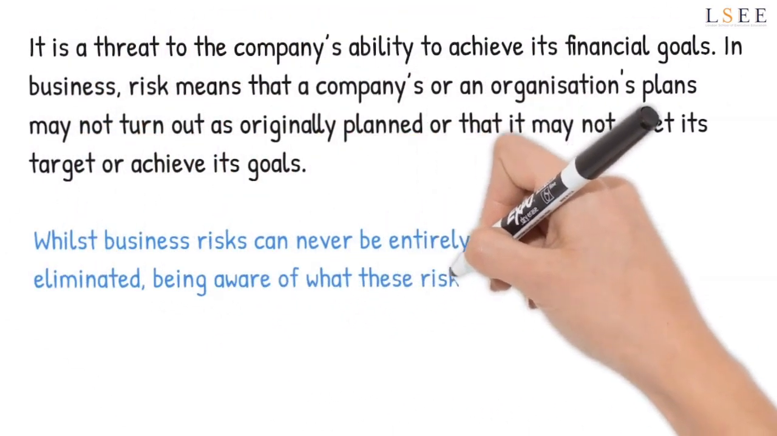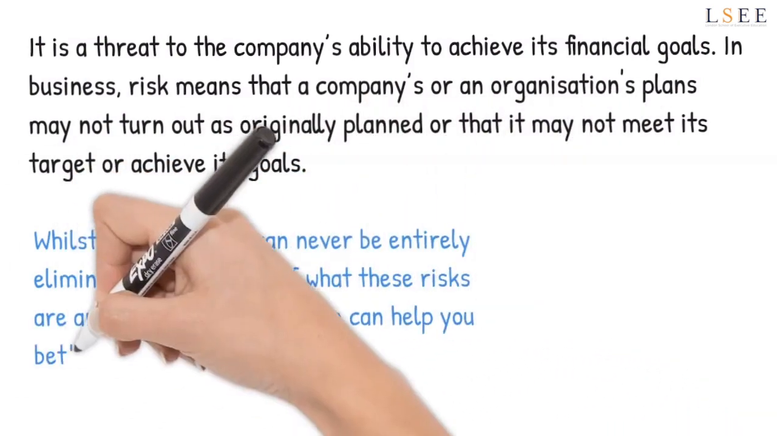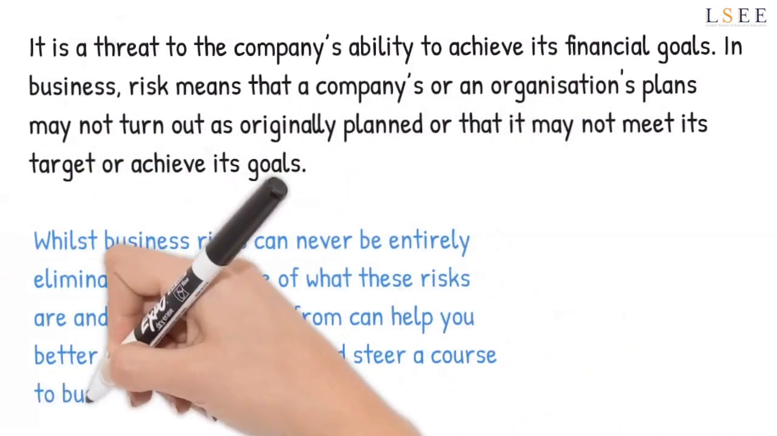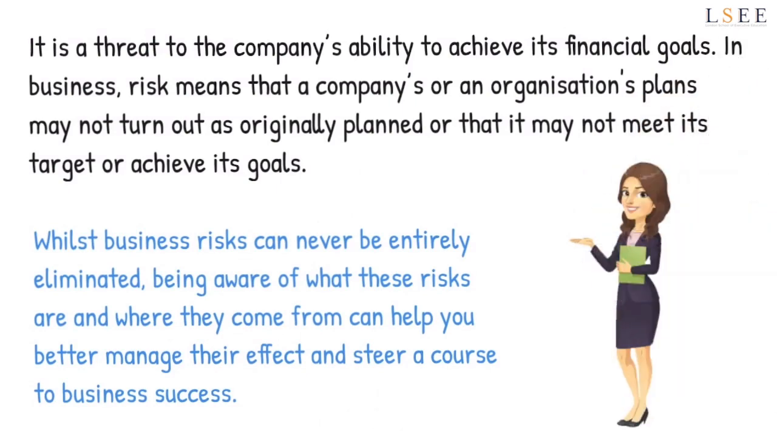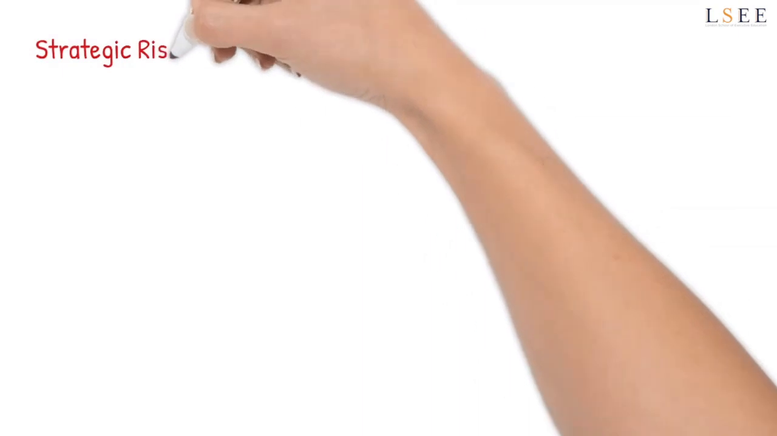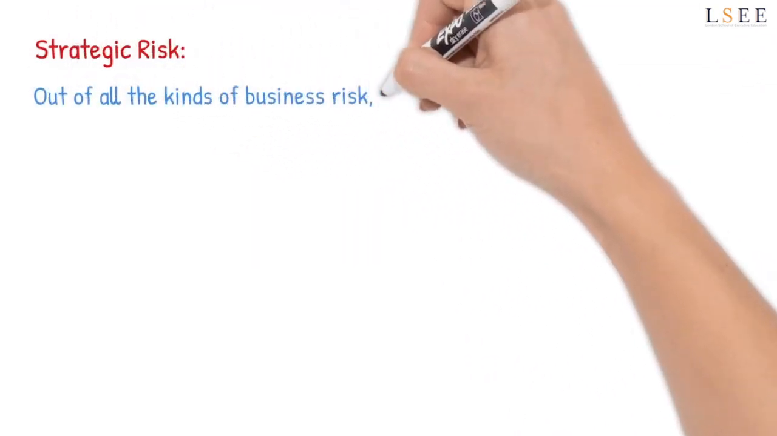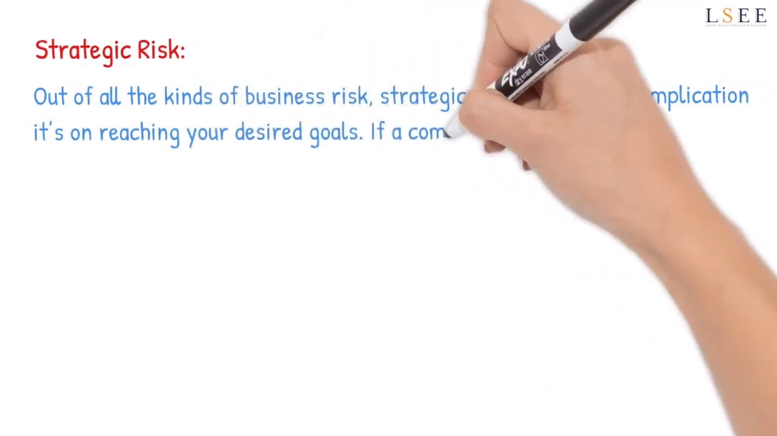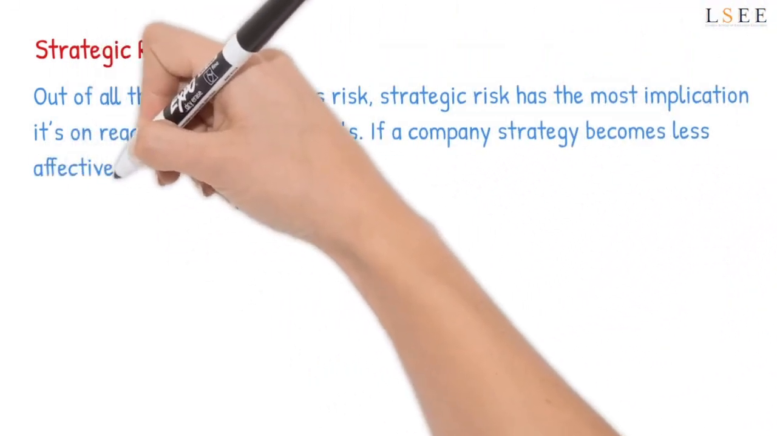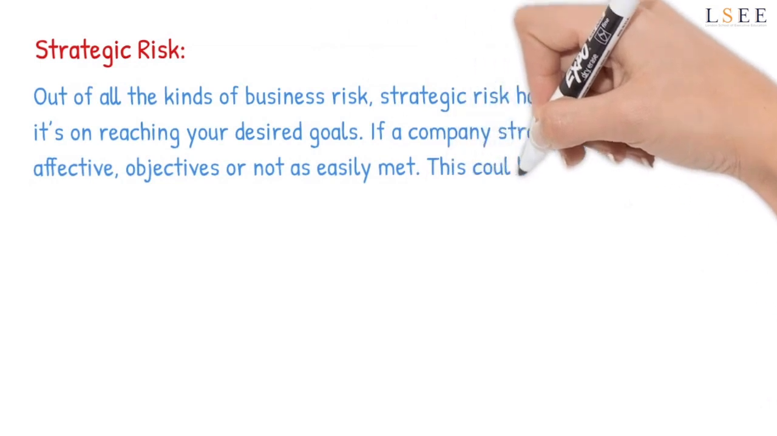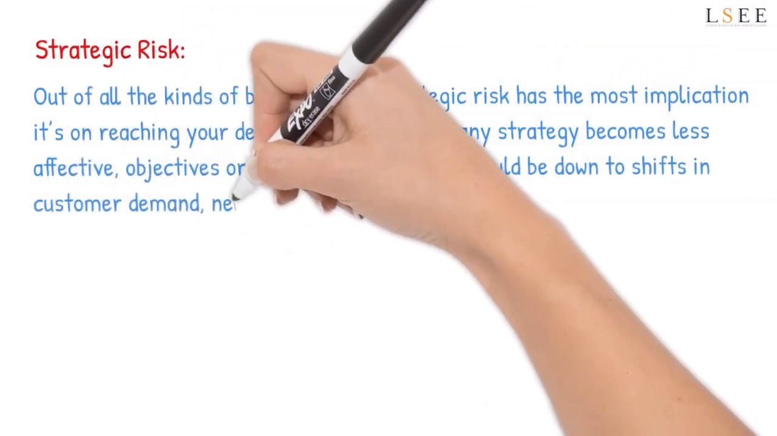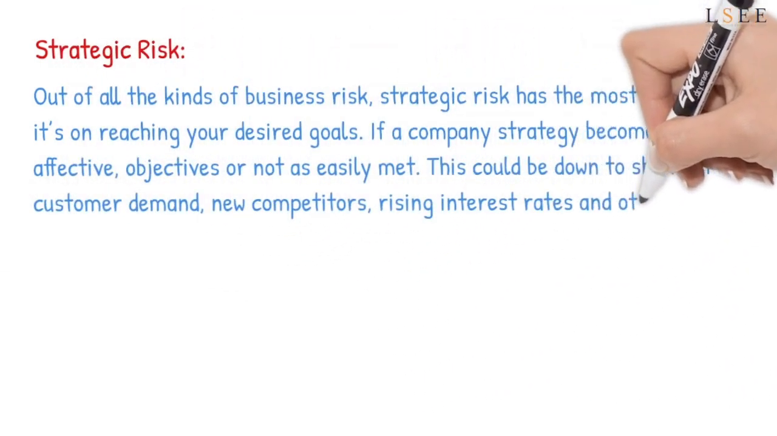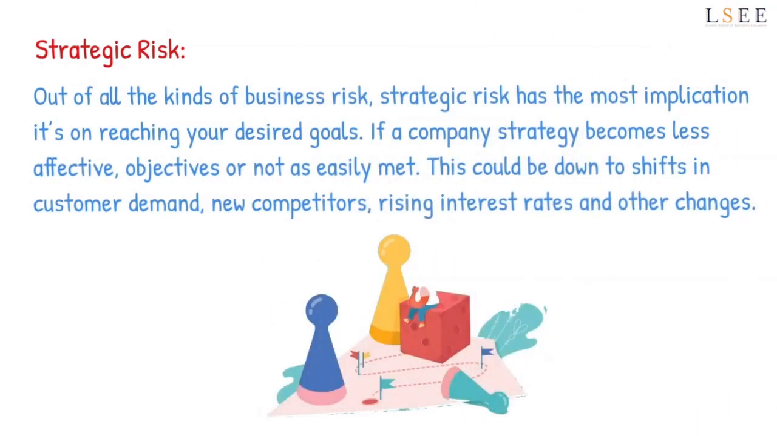Whilst business risks can never be entirely eliminated, being aware of what these risks are and where they come from can help you better manage their effect and steer a course to business success. Strategic risk. Out of all the kinds of business risk, strategic risk has the most implication. It's on reaching your desired goals. If a company's strategy becomes less effective, objectives are not as easily met. This could be down to shifts in customer demand, new competitors, rising interest rates and other changes.